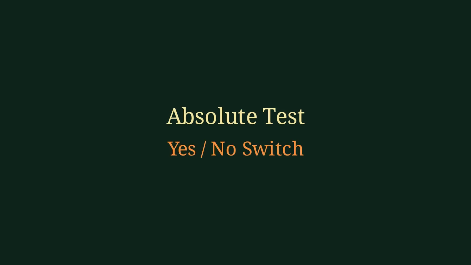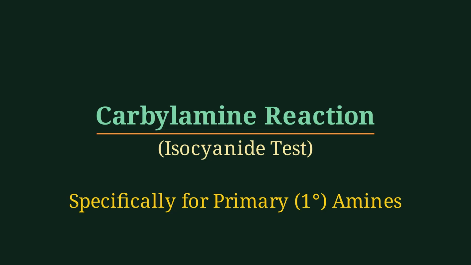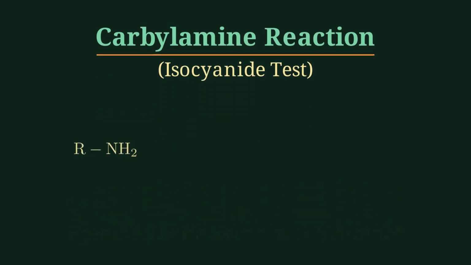Now, if you want a test that is absolute, a yes or no switch, you look at the carbylamine reaction. This test is specifically and exclusively for primary amines. In this reaction, we heat the amine with chloroform, CHCl3, and ethanolic potassium hydroxide.